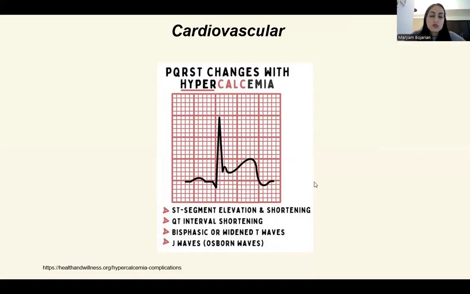It's really important to understand that hypercalcemia sometimes can mimic MI on EKG because of ST-T wave abnormalities. Be careful and pay attention to the QT interval, the distribution of changes, and cardiac biomarkers. Those can help you prevent misdiagnosis. So again, hypercalcemia can mimic MI on EKG.